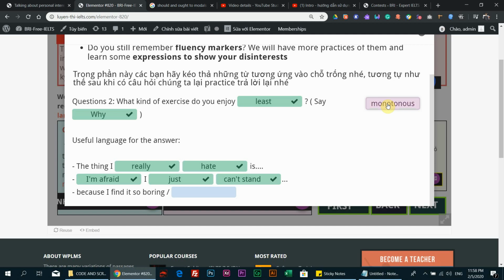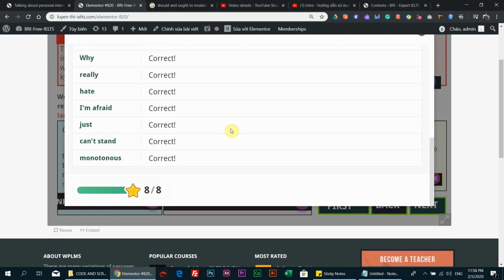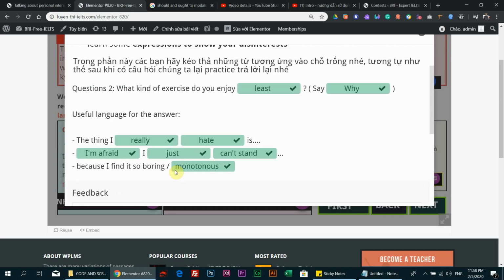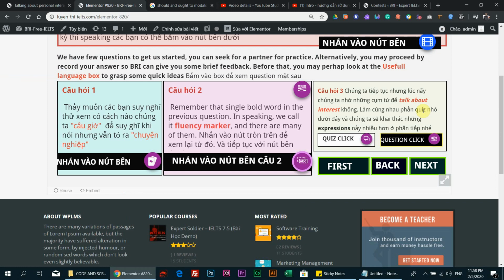Mundane also means not something extraordinary. It's very boring, repetitive and monotonous. They also share a similar meaning. Okay, so if we get everything correct, we get 8/8. All right, so I might have to close it and proceed to question 3.